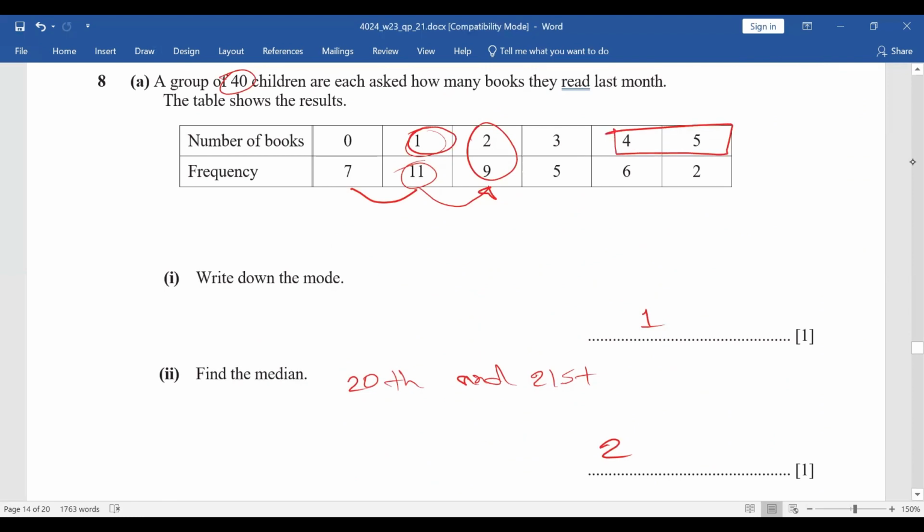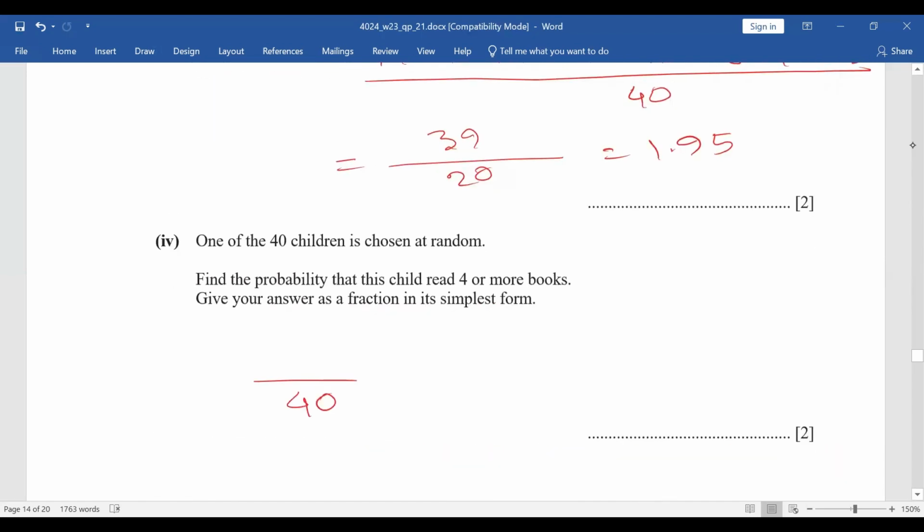How many children read 4 or more books? 6 plus 2, that is 8. So 8 out of 40 children read 4 or more books. This is the probability, and we have to give the answer as a fraction in its simplest form. 8 and 40 are both divisible by 8, so 1 by 5 is the simplest form.